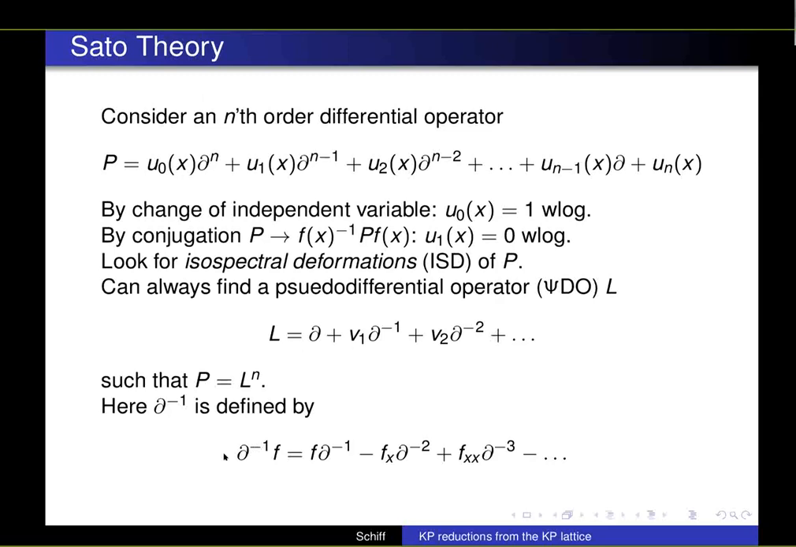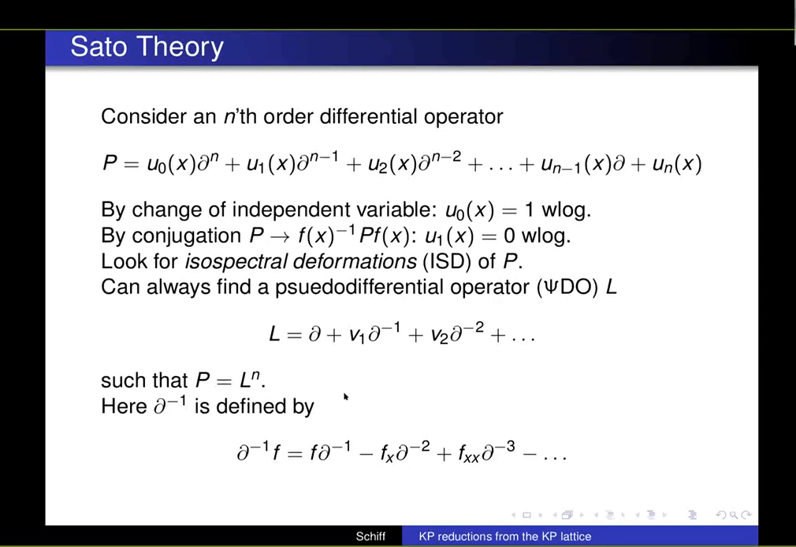How do you define the negative order derivative? It's defined by integration by parts. If I wanted to multiply this by a function and integrate by parts, I'd move the D inverse over, and it would never stop. I'd have to repeat it. So this is how the D inverse operator is defined.